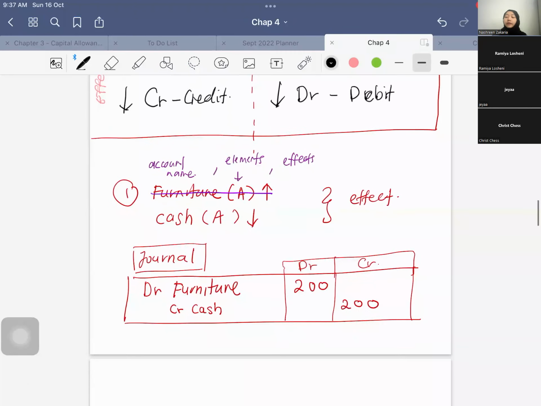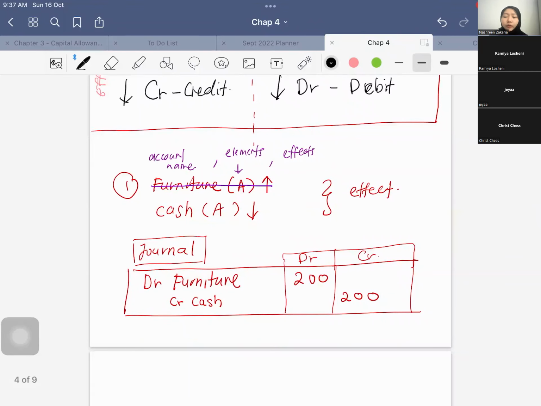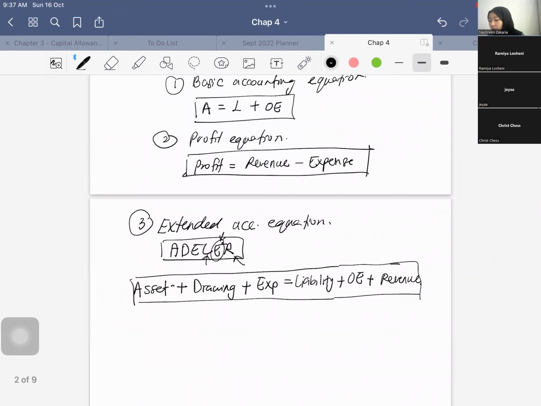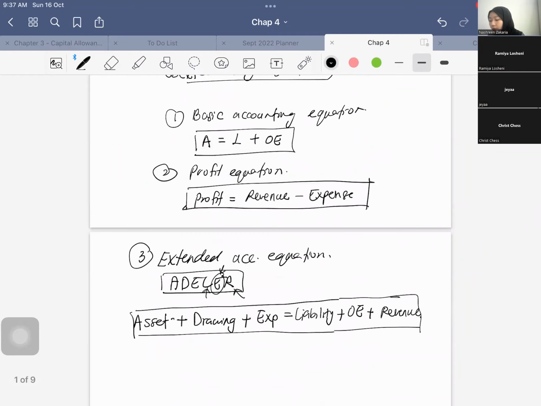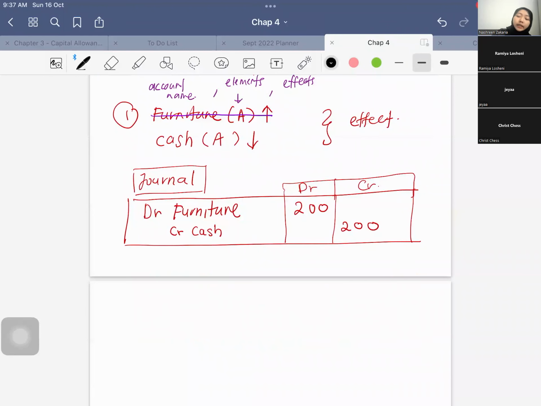Okay, let's take a look at the first transaction. Remember how you want to answer this type of question. We have steps. I think I already went through the steps. What are the steps to prepare all of the accounting process? Okay, the accounting steps. The first step is to identify the effect, which we have done from our last class.